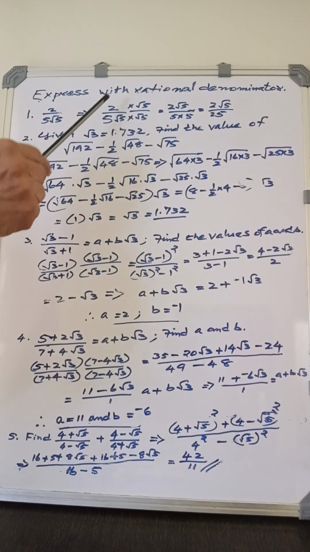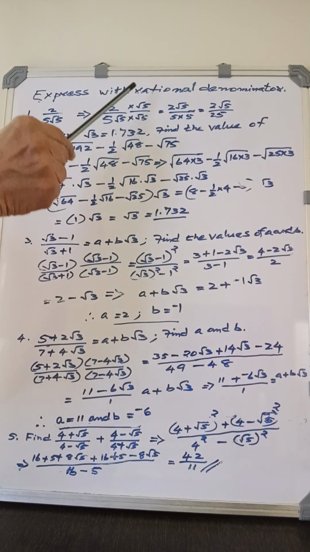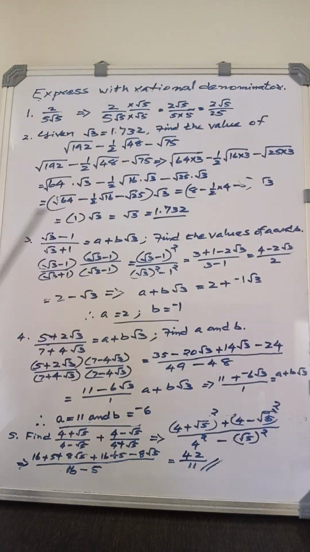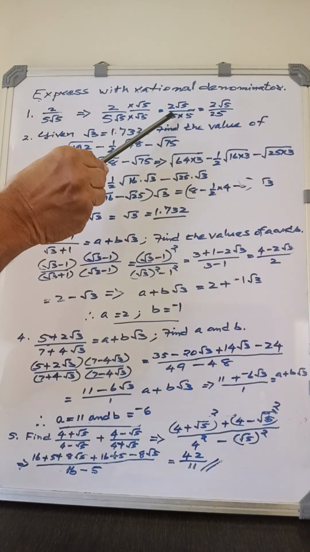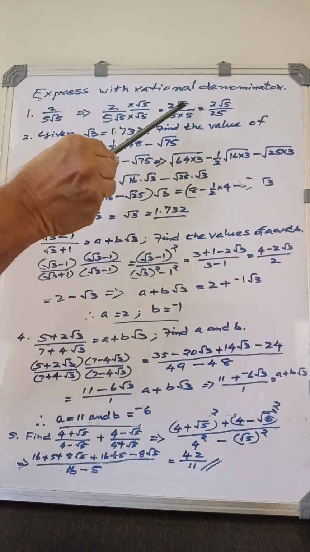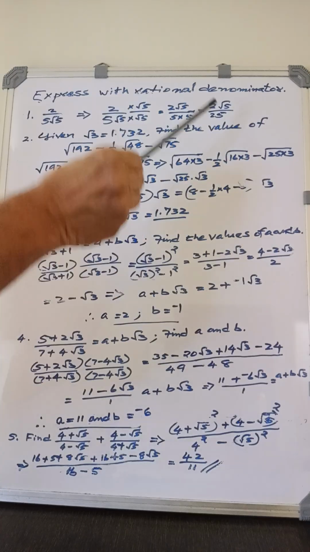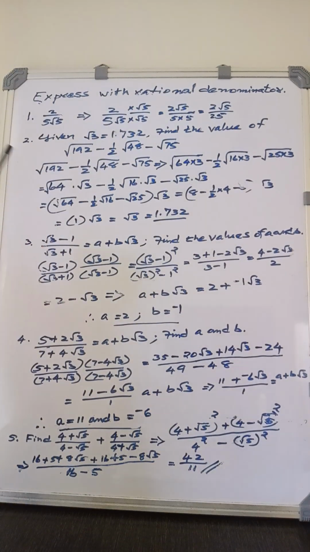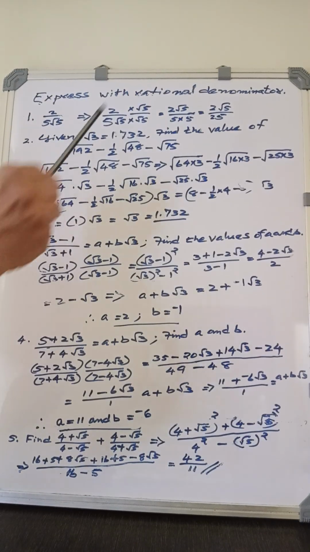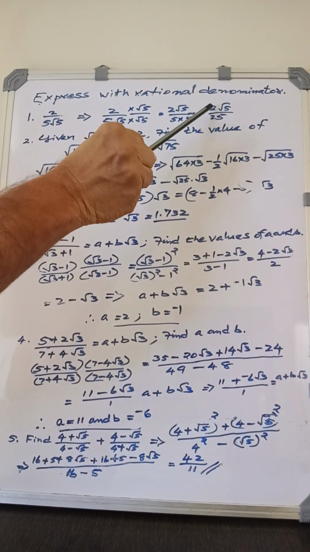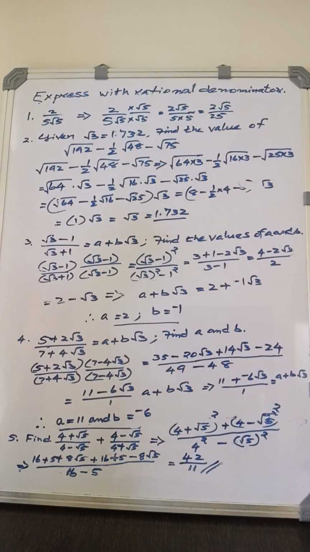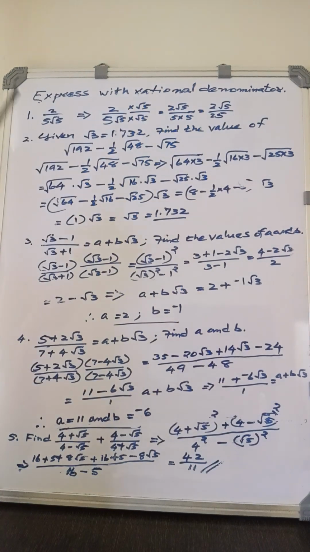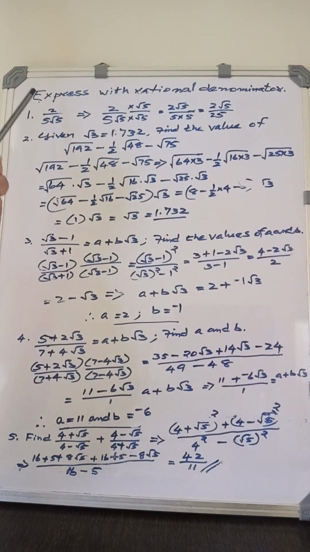root 5. 2 by 5 root 5 into root 5 by root 5. In the numerator, the product is 2 root 5. In the denominator, 5 into root 5 into root 5 gives 5 into 5, that is 25. So 2 by 5 root 5 in the simplest form is 2 root 5 by 25. This is the process of rationalizing the denominator to get a simple rational form.